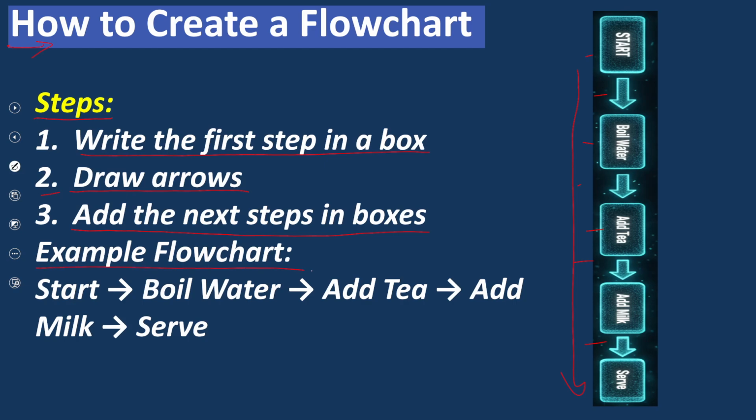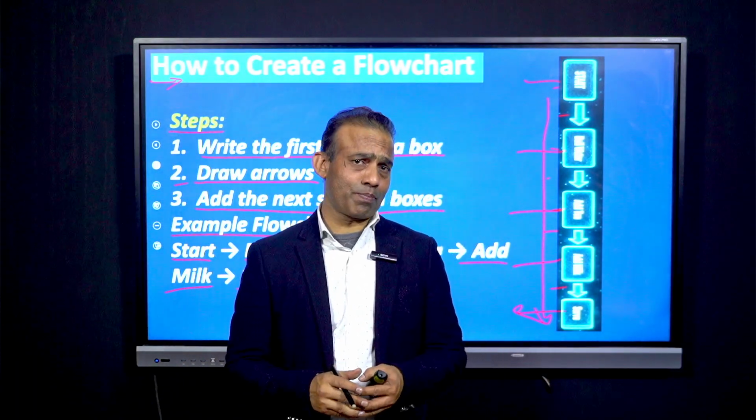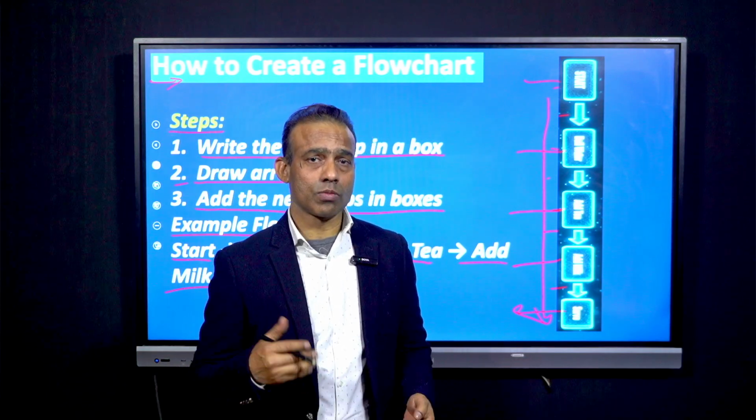Now look at the example. Flowchart. Start. First of all, you have to start. Then boil water, add tea, add milk, and after the tea is ready, you can serve. This is the flowchart. The first point is start. The second point, boil water. Third, add tea. Then add milk. And the last one, serve it. So, dear learners, this is the simplest way of creating a flowchart. Now, move to the next slide.